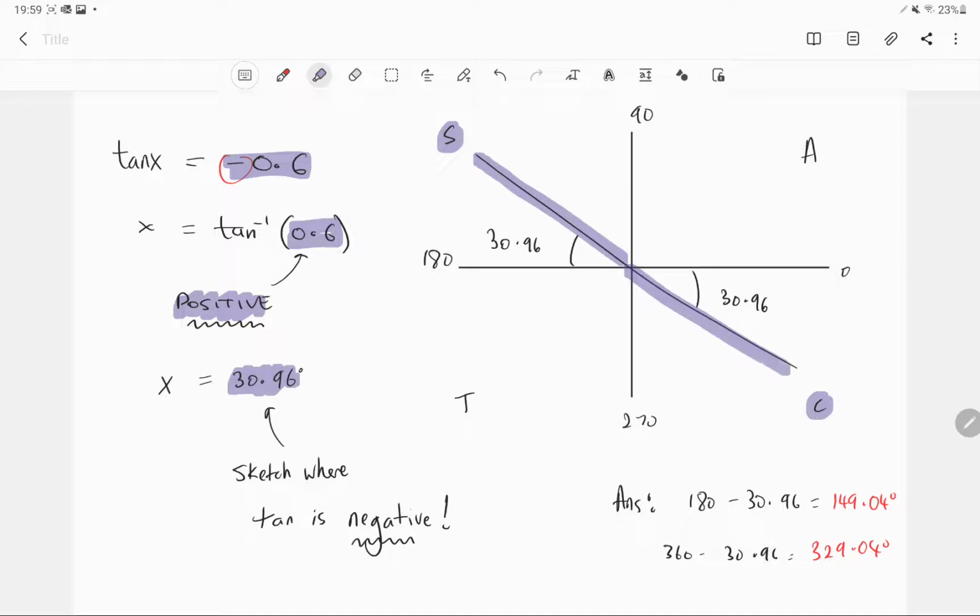from the horizontal. We're going to follow the arrow round from 0 past 90 to here. So it's between 90 and 180, so we do 180 subtract our acute angle to get our first value. And then we go back to 0, follow it all the way around past 90, past 180, past 270 to here, the fourth quadrant. So we do 360 subtract our acute angle, and we get our second value.